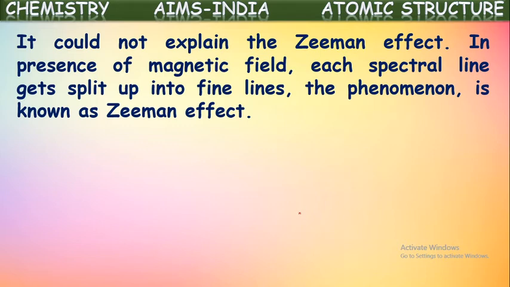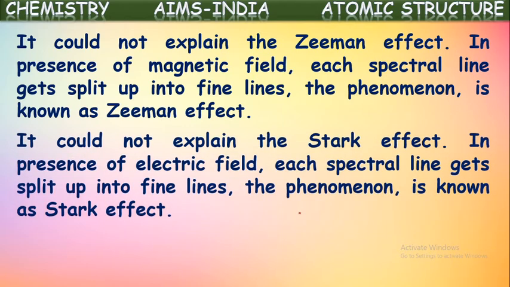What is the Zeeman effect here? That's a splitting of spectral lines in the presence of a magnetic field. So the Zeeman effect was not explained by Bohr's theory. One more, in a similar way, when these spectral lines are influenced by an electric field, they also split into different fine lines. That is called the Stark effect. So Bohr's theory could not explain the Zeeman effect as well as the Stark effect.